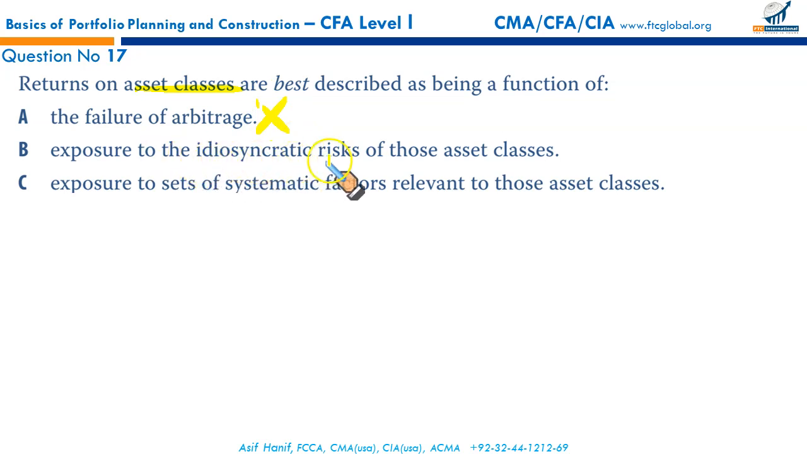Exposure to the idiosyncratic risks. Idiosyncratic risks basically refer to the inherent factors that can negatively impact individual securities, or very specific risks to the asset, which you call the unsystematic risk or the diversifiable risk. So returns on the assets are best described as being a function of exposure to the idiosyncratic risk. This is incorrect. The right option is that return on asset classes are best described as being a function of exposure to a set of systematic factors relevant to the asset classes in the portfolio. That makes C the correct option.